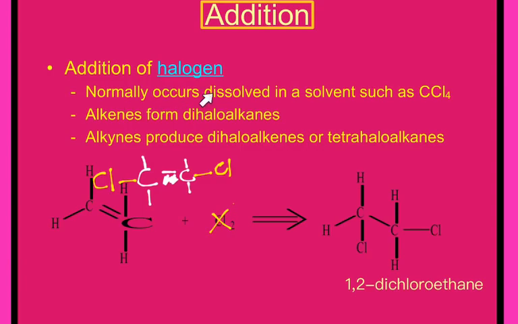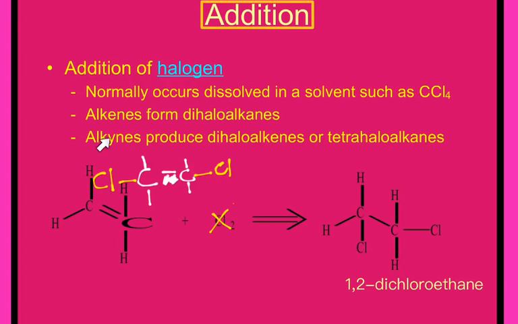It says, normally occurs dissolved in a solvent such as carbon tetrachloride. They say alkenes, which is double bond, form dihaloalkanes. It's exactly what you're saying. How will you name this one? How many chlorine are here? 2. You would say dichloro, difluoro, dibromo. But instead of saying chloro, you know those guys are called halogens. It's a dihalogen. Yeah, dichloro, that's what it is. Now it makes sense.